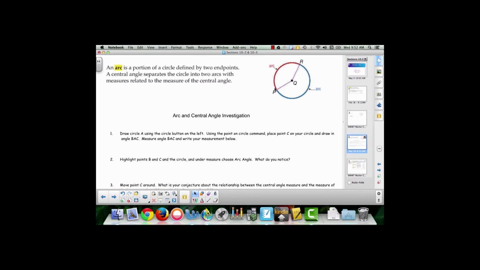All arcs have two different kinds of measures, a degree measure and a length measure. We're going to look at that degree measure first. Whenever we talk about the degree measure of an arc, we'll put a little m in front of the name of the arc. So the lowercase letter m and the name of the arc, RP or PR, means the degree measure or the arc angle measure. Now, I'd like you to open up Sketchpad and do this investigation.